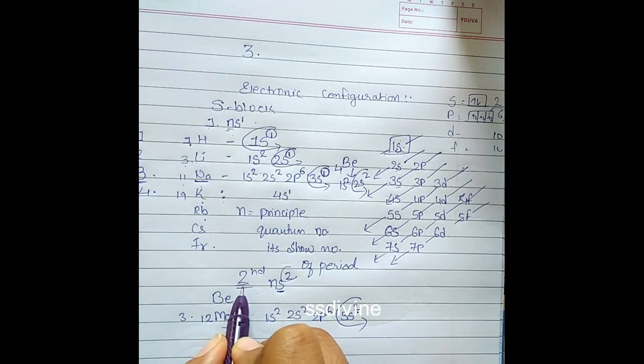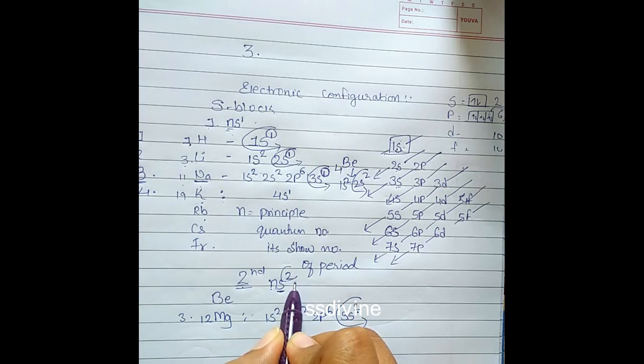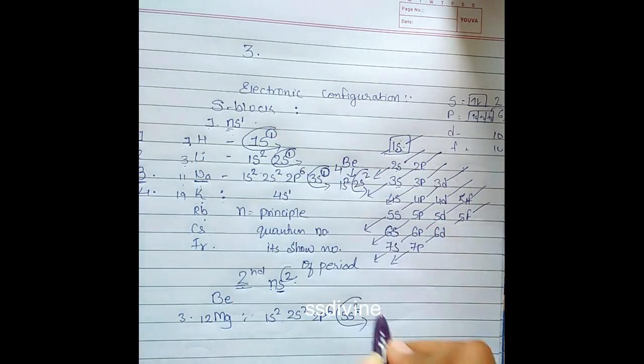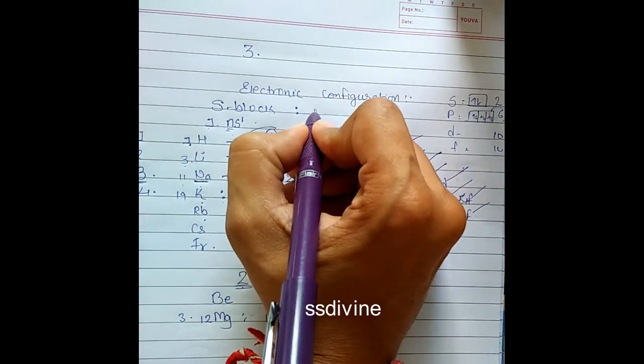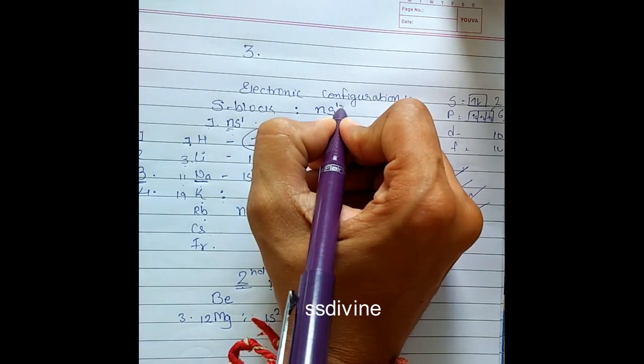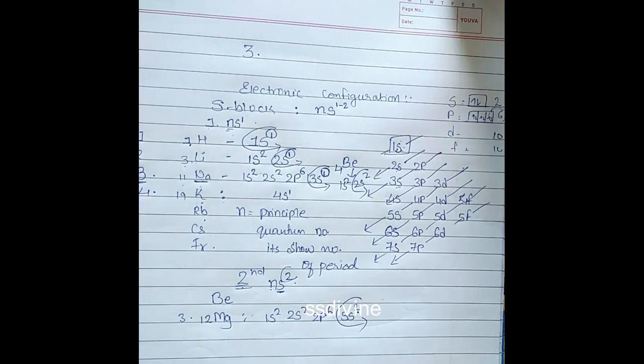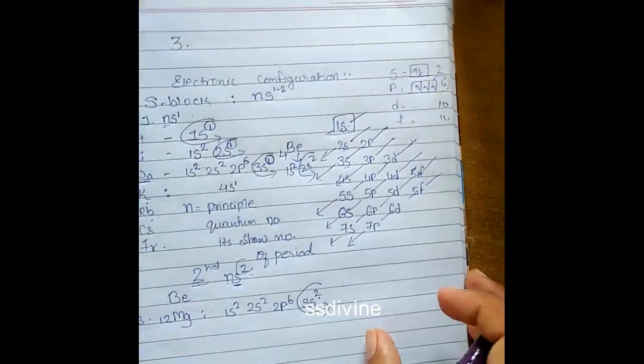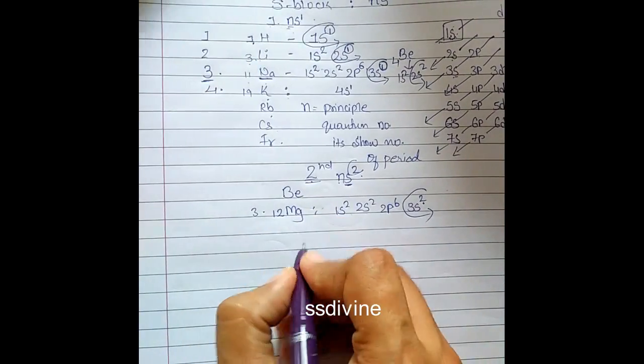So the second group has the electronic configuration ns2. So what is the common electronic configuration of the s block? The s block has the common electronic configuration ns1 to 2. Clear? In the same manner we learn about the p block.